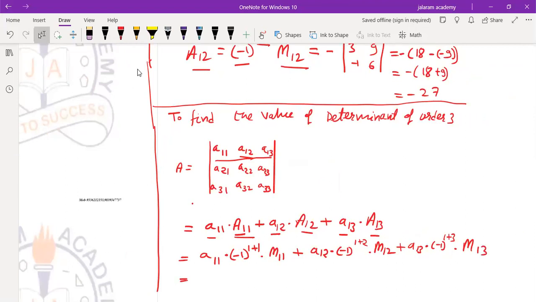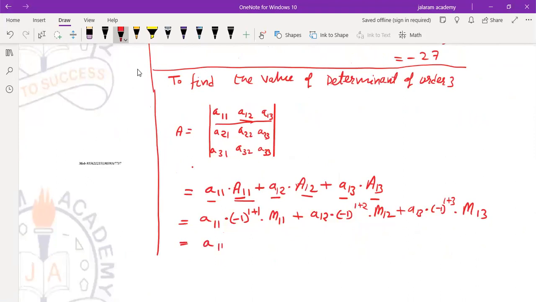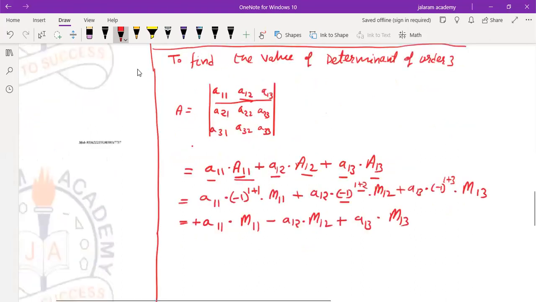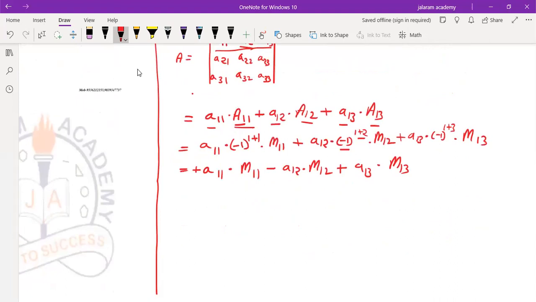And we know that minus 1 to the power 1 plus 1 is positive. So instead of using cofactors, if we directly use minors, we have to remember one thing: the first must be positive. Second will be minus 1 to the power 1 plus 2, as it is an odd power, so it will be negative: A12 into M12. So it is very easy to learn: plus, minus, and then plus. So this determinant can be expanded easily. This formula can be used to obtain the value of a determinant.